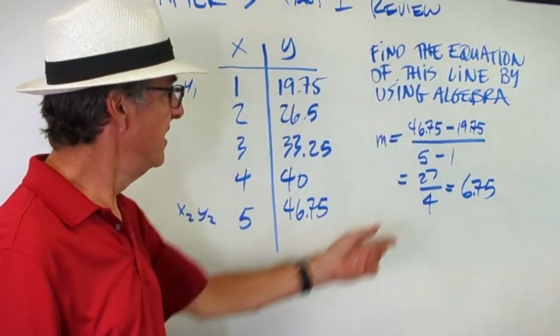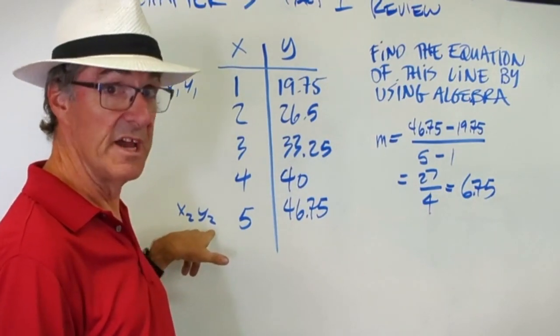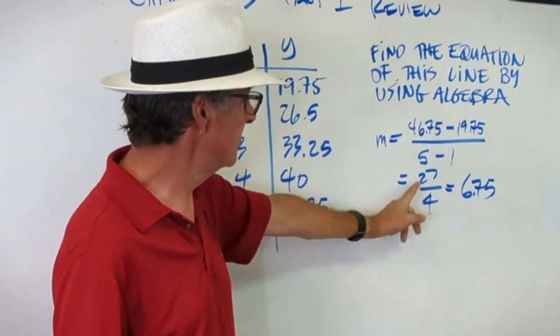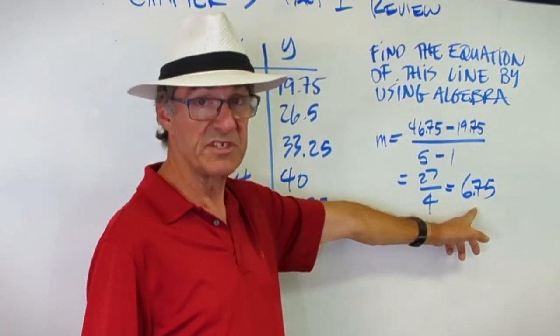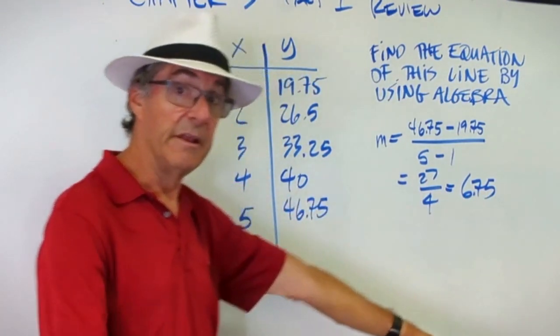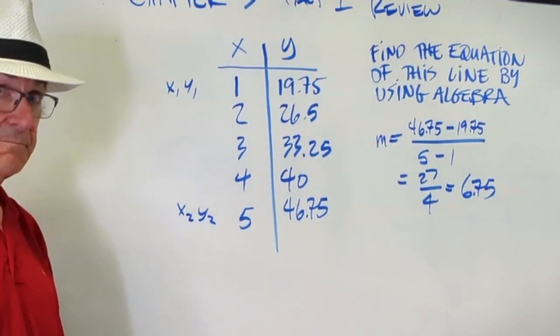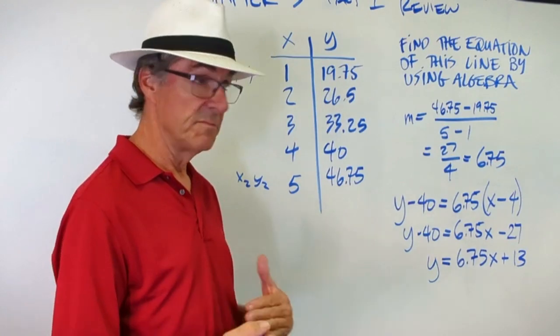Let's see how you did. Here's my plug-in for my 2 points, my x1, y1, my x2, y2. I just plugged them in there following the formula, crunched my numbers, got 27 over 4, which reduces down to a decimal of 6.75. Either one of these are okay for your equation. Now, pause the video and do the next step. Let's see how you did. Use point-slope formula.